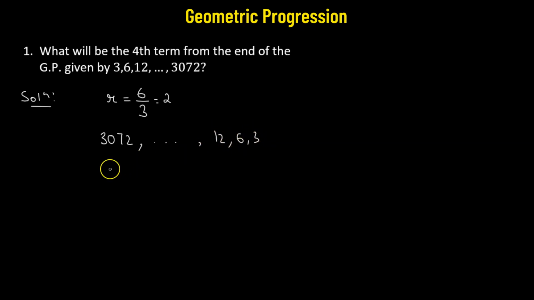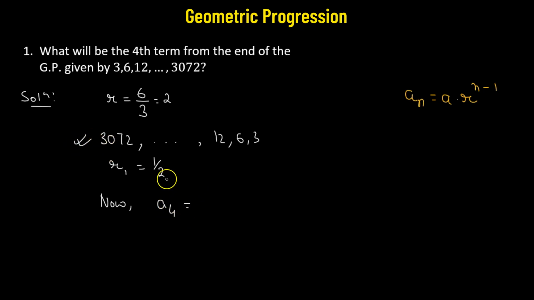Then in this case, the new common ratio, let's call it R1, is going to be the reciprocal of the common ratio of the original geometric progression. So that's going to be 1/2. Now, we can easily find out the fourth term. So here we will be using the formula for obtaining the nth term of a geometric progression, which is given by a times the common ratio raised to the power of n minus 1.